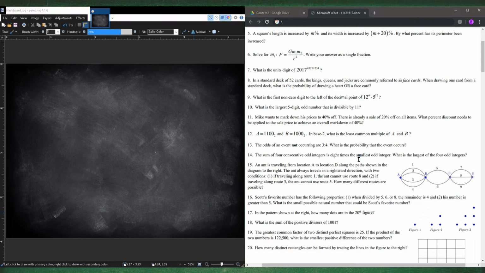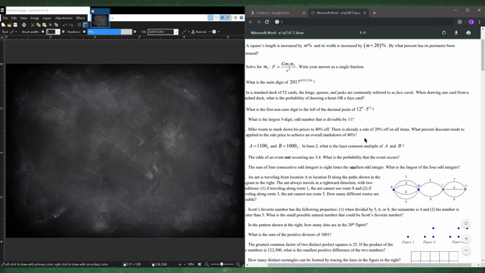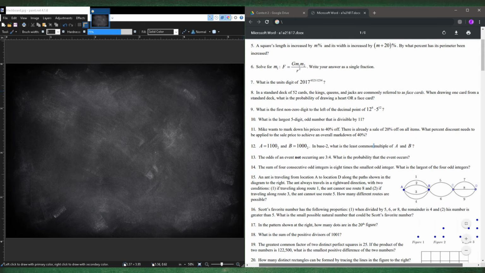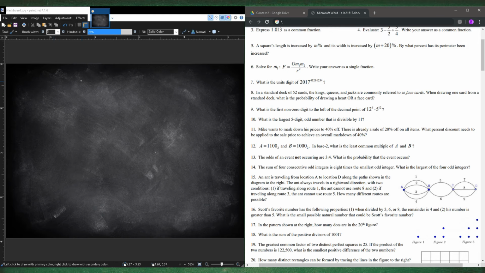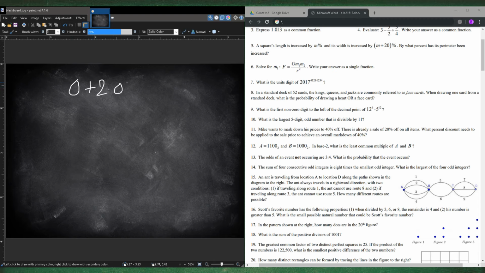Number 12. A is equal to 1100 base 2, and B is 1000 base 2. In base 2, what is the least common multiple of A and B? So let's convert them to base 10 first. 1100 base 2 is 0 plus 2 times 0 plus 2 squared times 1 plus 2 cubed times 1. So you get 4, and that's 8. So 4 plus 8 is 12. So A is 12.